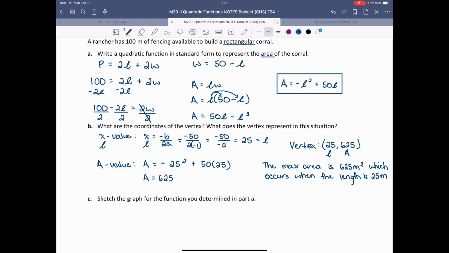Oftentimes these questions will ask for the dimensions of the rectangle, so it wants both length and width. It didn't ask that here, but let's find that anyway. We have from part A this formula: width equals 50 minus length, and we know that our length at the max area is 25, so we plug that in. Width equals 50 minus 25, so the width in this case also equals 25 meters.